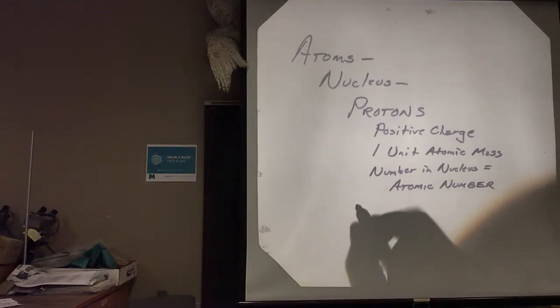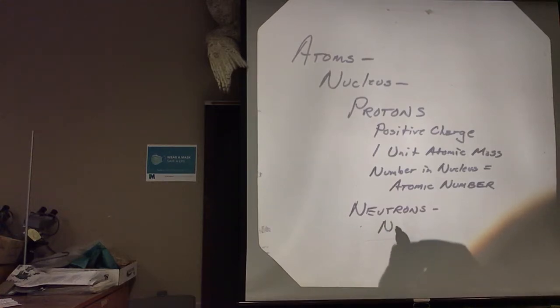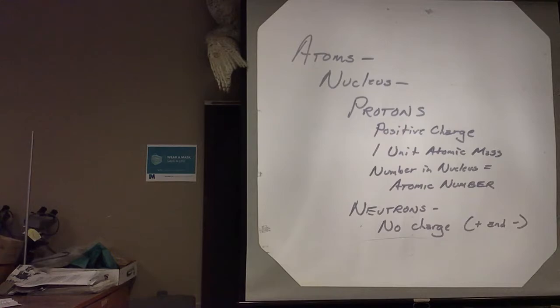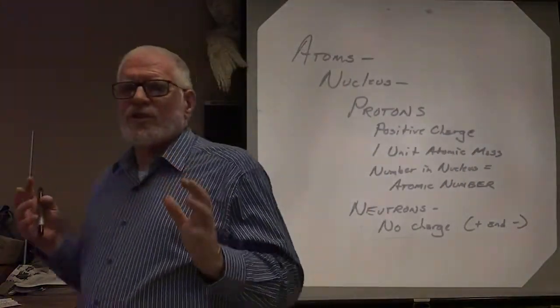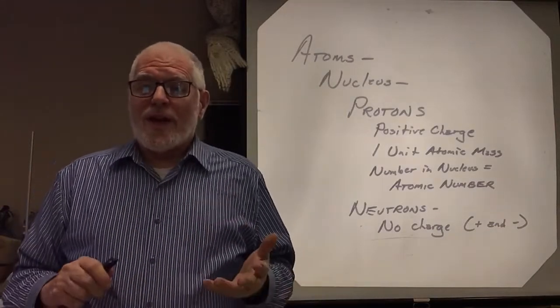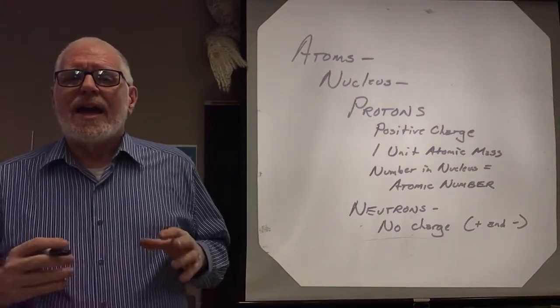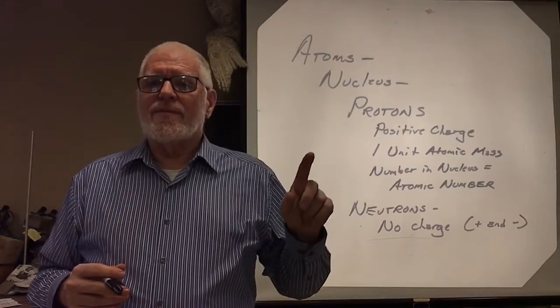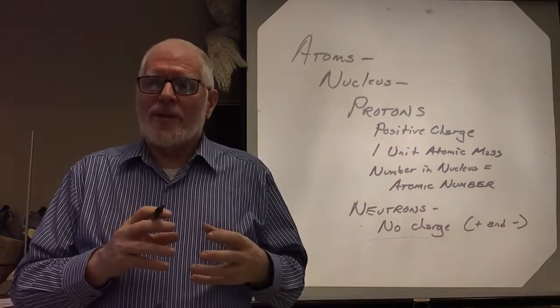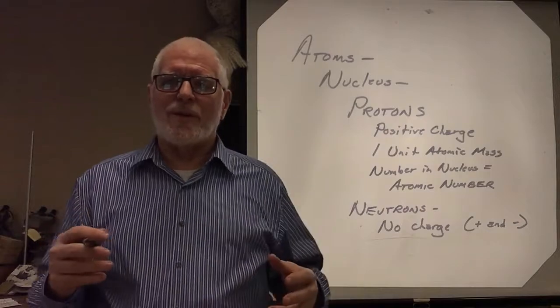Also, in the nucleus are neutrons. Neutrons are structurally built up of a positive particle and a negative particle. And when you put the two together, they don't have any charge on their own. There are circumstances where they break apart, and what you get is a proton and an electron. The proton is the positive charge, the electron is the negative charge. This is beta radiation. I'll talk about that in a little bit.